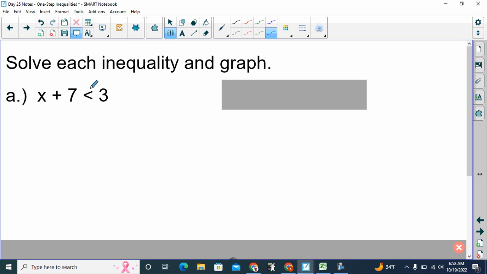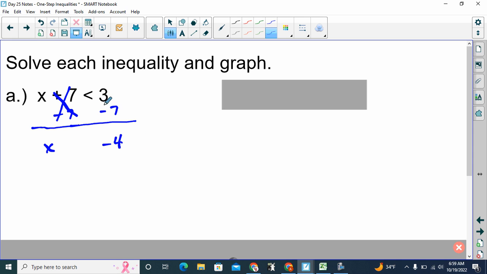So our equal sign, or not our equal sign, but our inequality sign right now is right here. We want to think about what is happening to x. We are adding 7 to the x. We undo addition by subtraction. We want to subtract 7 from both sides of the inequality. These cancel. I get x. 3 minus 7 is negative 4.